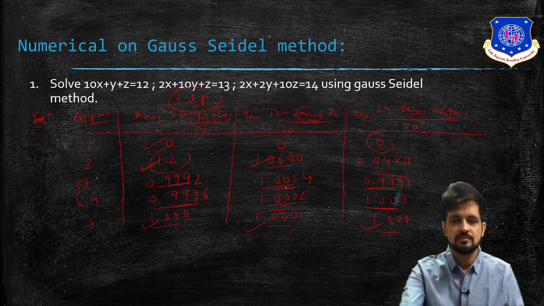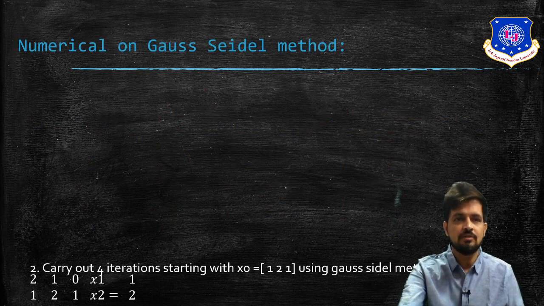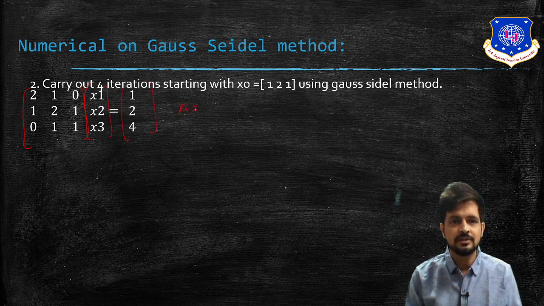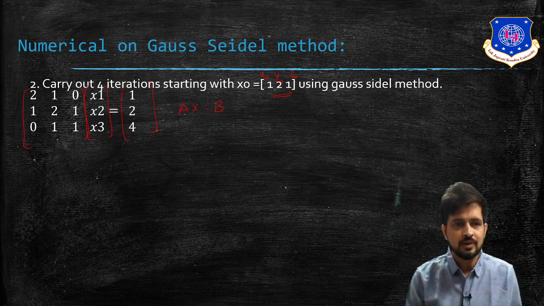Fine. Let us solve one more numerical. See what is given. The numerical is given in matrix form. Ax is equal to b is already given, and the initial approximations x0, y0, z0 are also given. So from this you can make the equations.